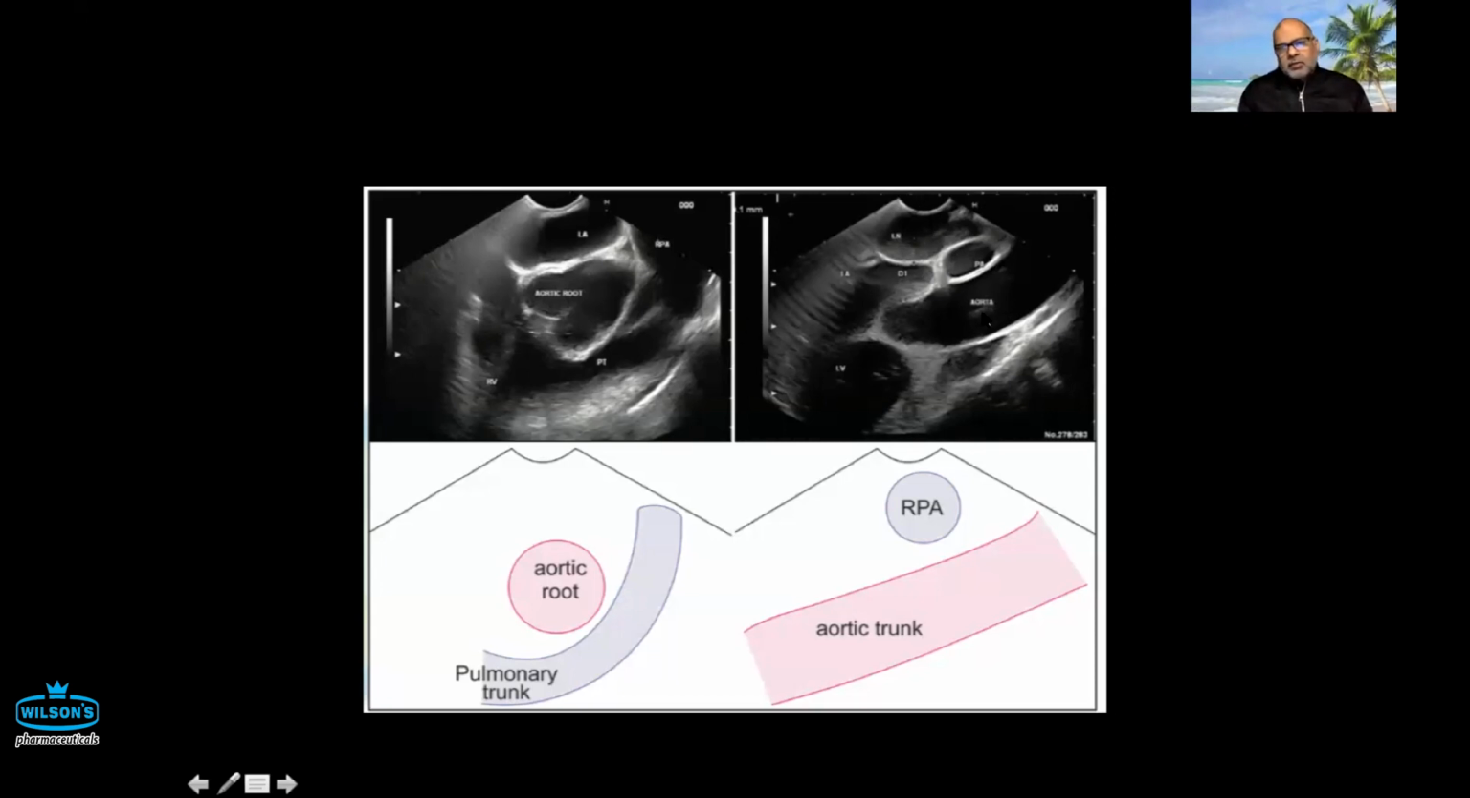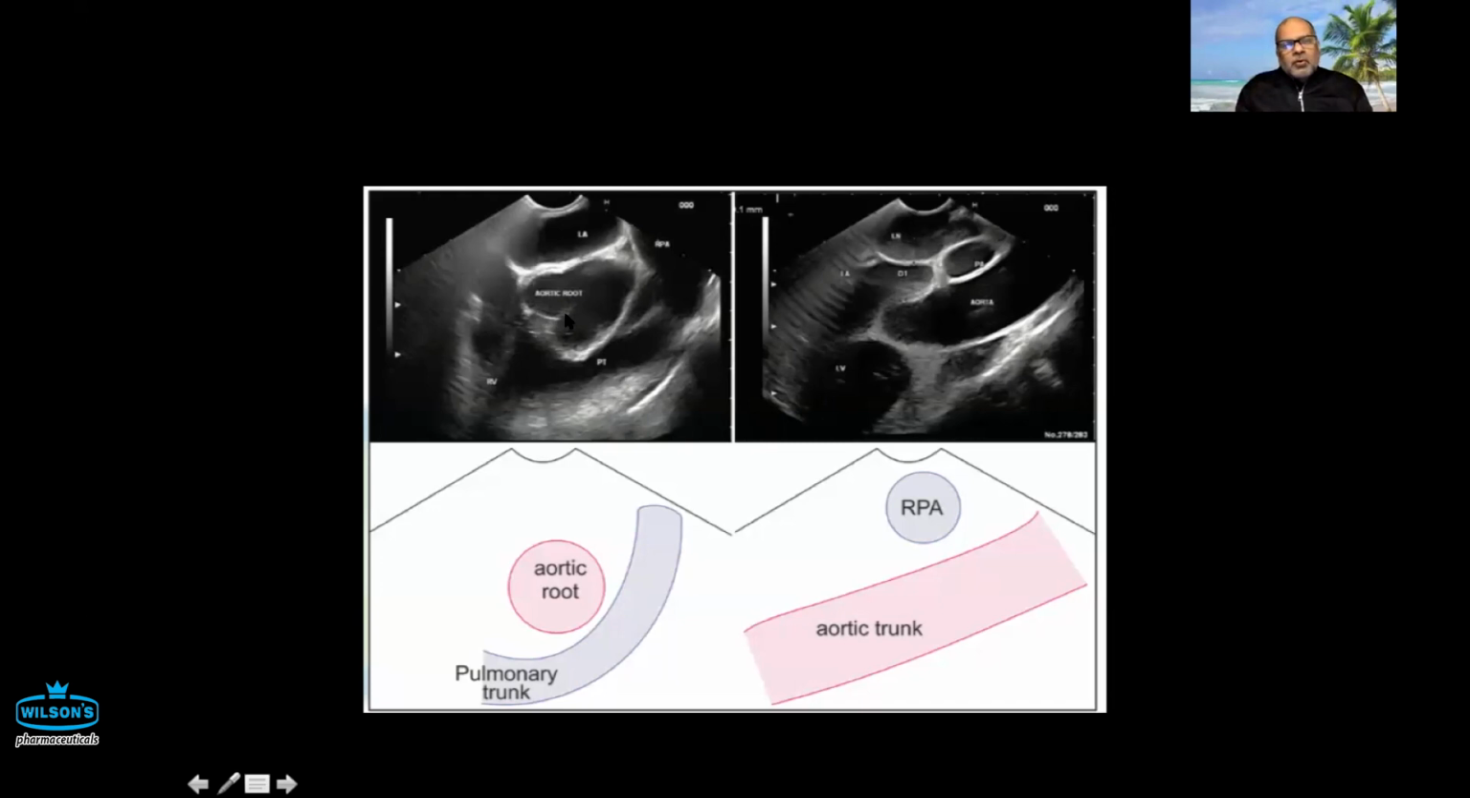These are structures which you see in the subcarina, where you put your scope and go below the division of the bronchi or main trachea. If you rotate the scope a little bit, you would actually see the aortic root here and the aortic arch, and you can see the valve here.